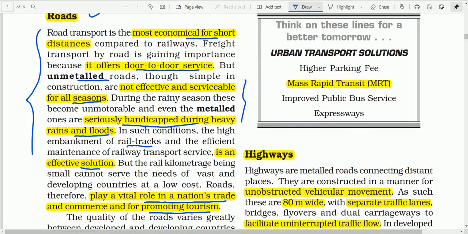So we may think about mass rapid transit, MRT, as a solution to chronic traffic congestion. Then what do we mean by mass rapid transit? It is also known as heavy rail, or metro, or sometimes subway, tube, or underground. This is a type of high capacity public transport generally found in urban areas.